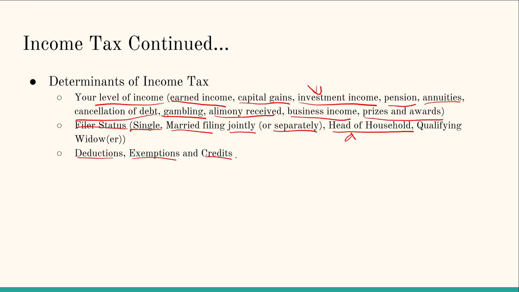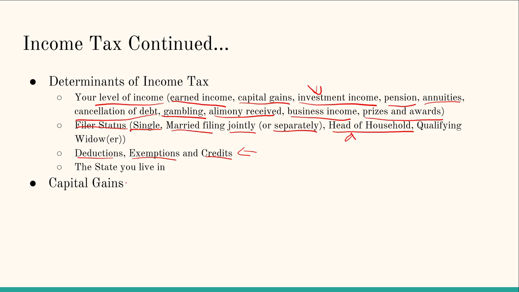We're going to talk in more detail about exactly what these are, but these are ways to lower your tax liability. And the state you live in. Different states have different income tax levels and even different deductions and exemptions and credits. So the state you live in is a determinant in how much income tax you're going to pay.